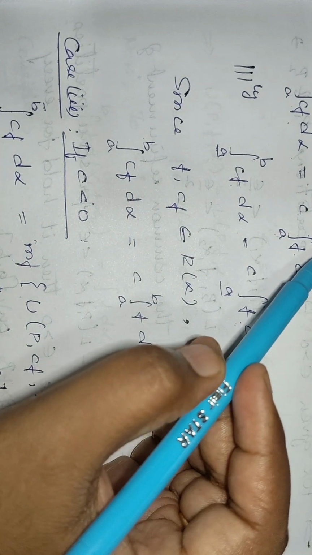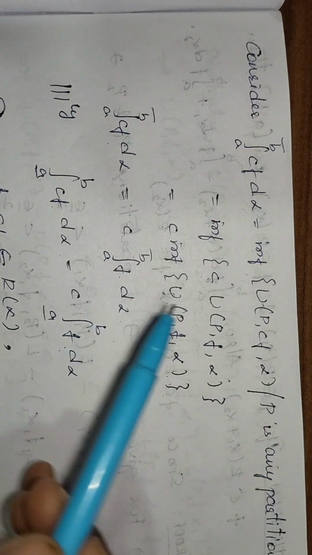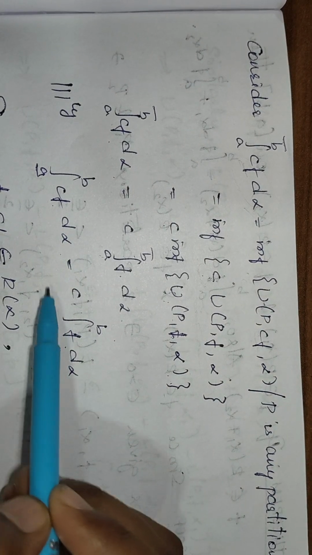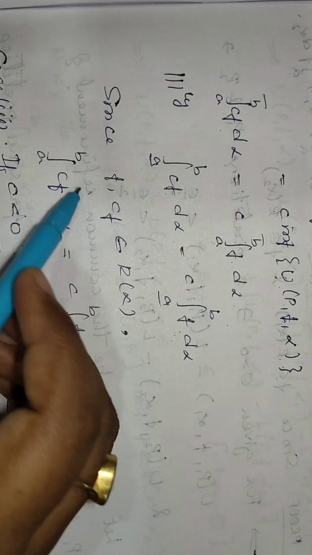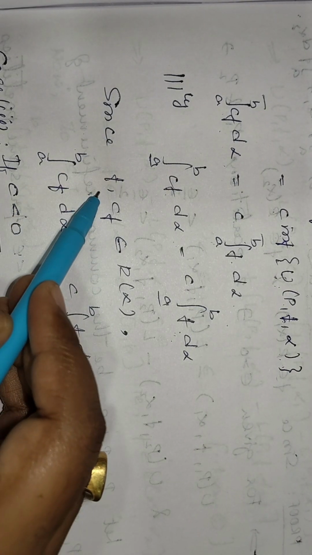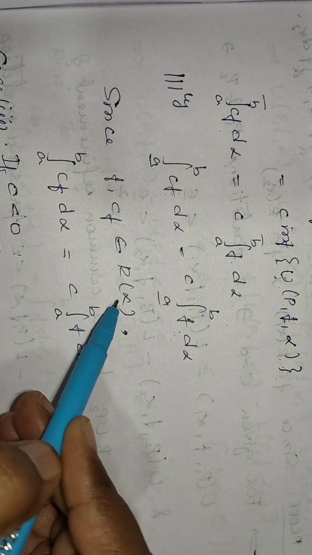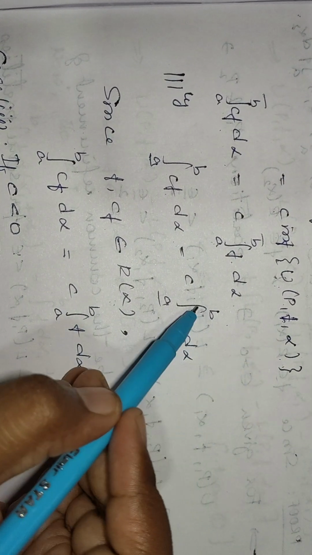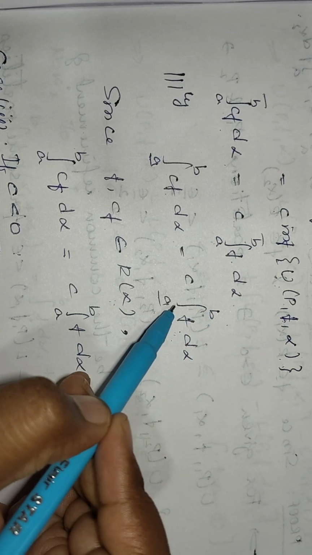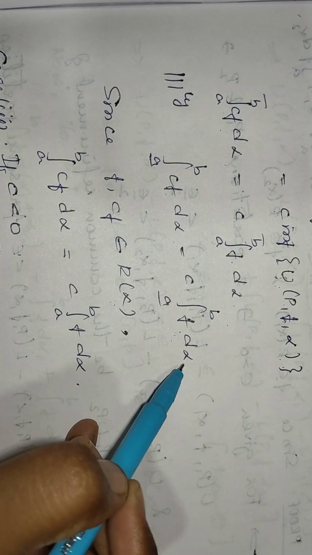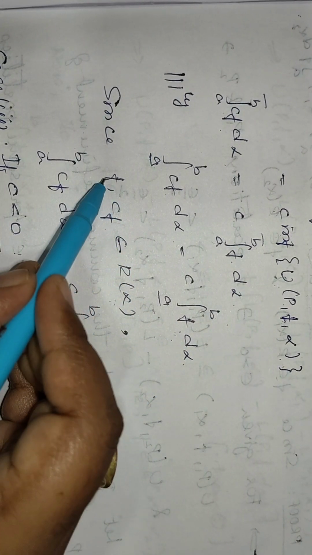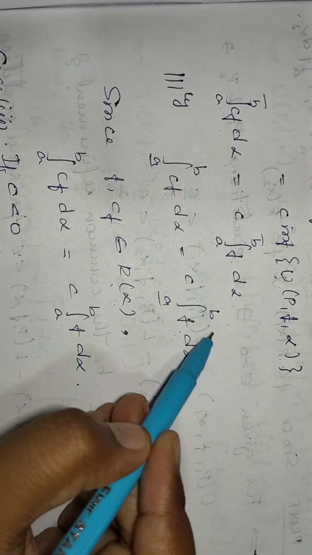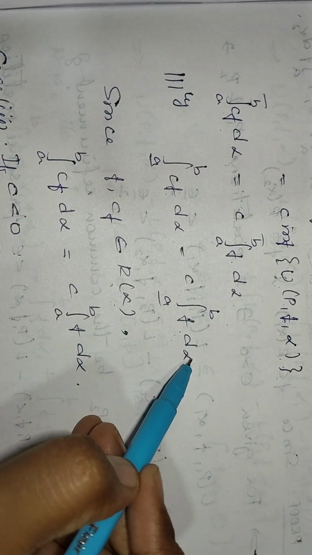Okay, so as we did here, we'll continue the same thing for this also. At last we'll get this. Since f and cf both are Riemann-Stieltjes integrable, we have, see, in place of this I can simply write integral a to b f d alpha. Why? Because f is Riemann-Stieltjes integrable. So in place of this I can write integral a to b f d alpha.